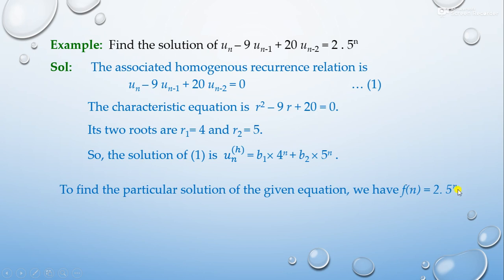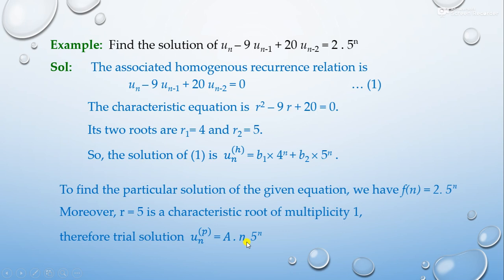Now what will our trial function be? Just see your table and see what the trial function is for this. So its trial function is a n 5 raised to the power n, because the multiplicity is 1, so we put n raised to the power 1. Clear? That is how we take the trial function for this.